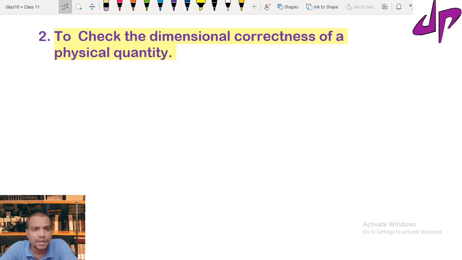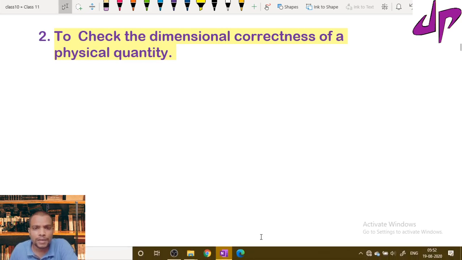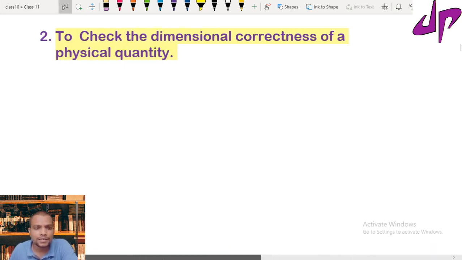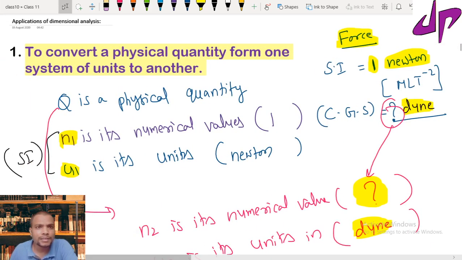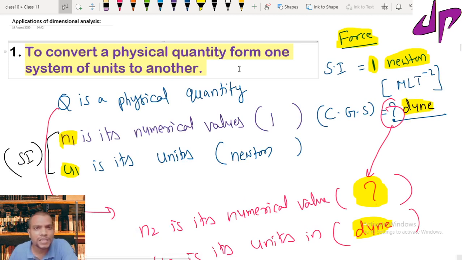Let's see one more application of dimensional analysis. It is to check the dimensional correctness of a physical quantity. In the previous application we learned that dimensional analysis helps us convert a physical quantity from one system of units to another system of units.